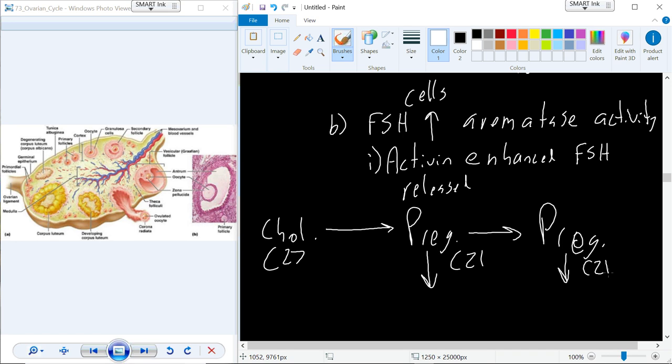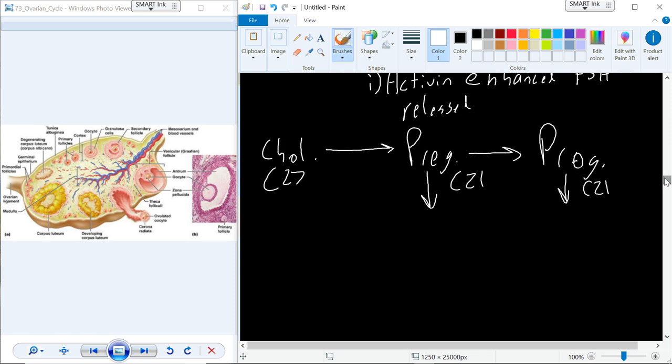So what's next? Cholesterol to pregnenolone, that's a 21-carbon hormone. Then progesterone. First thing: cholesterol, pregnenolone, progesterone. And we basically have two different pathways now to go to this molecule called 17-alpha-hydroxypregnenolone or 17-alpha-hydroxyprogesterone, and these are convertible between.